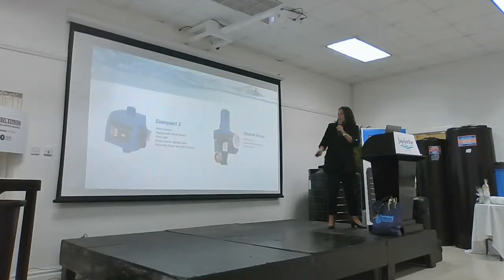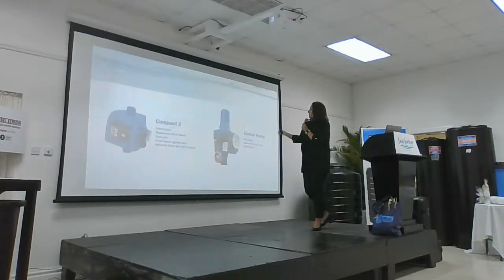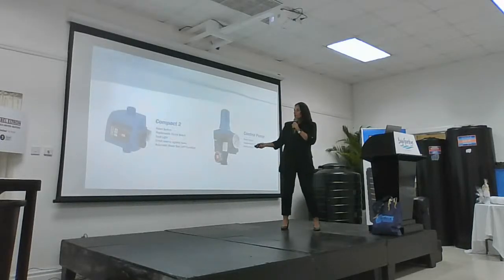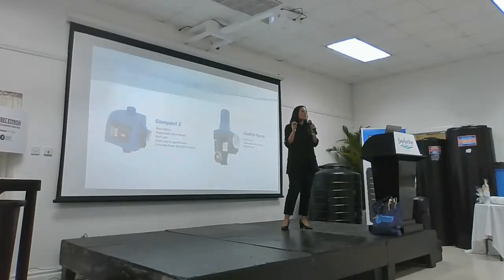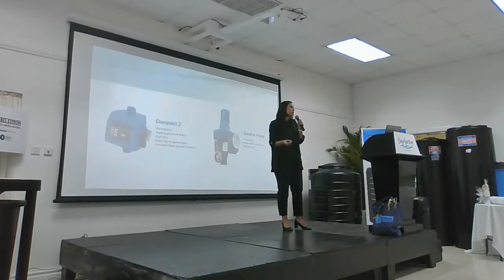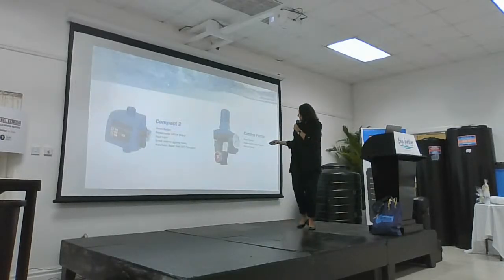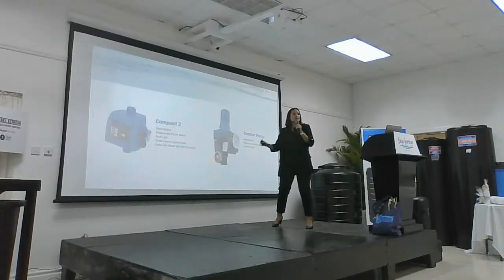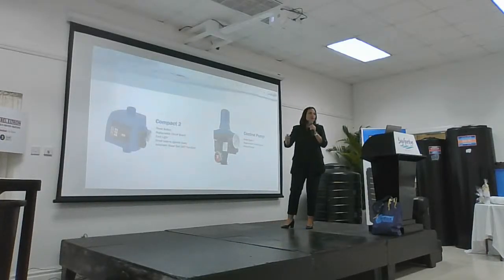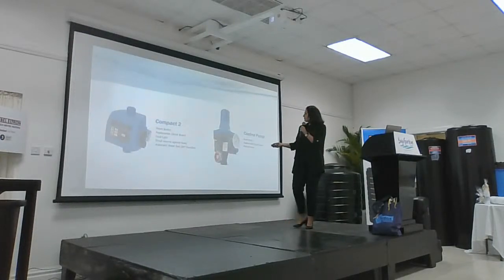So some of the features. Here's where the Compact 2 differentiates from the control pump. The Compact 2 has a reset button. However, it also has an automatic reset function. So that means every time water goes, you don't have to go down to your pump and press the button to reset. Versus the control pump, where that automatic reset function is not a feature. So you will have to go and manually reset every time you lose water.